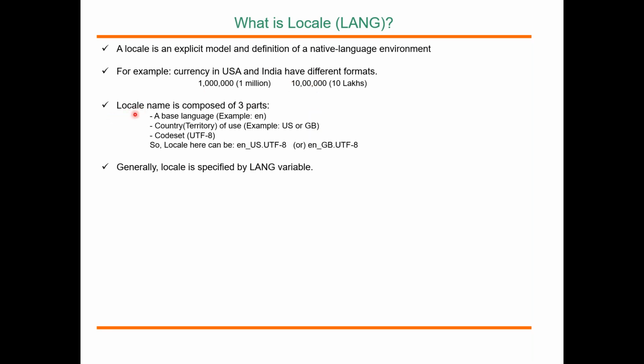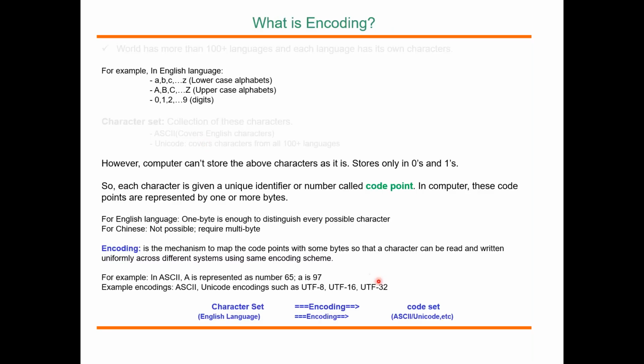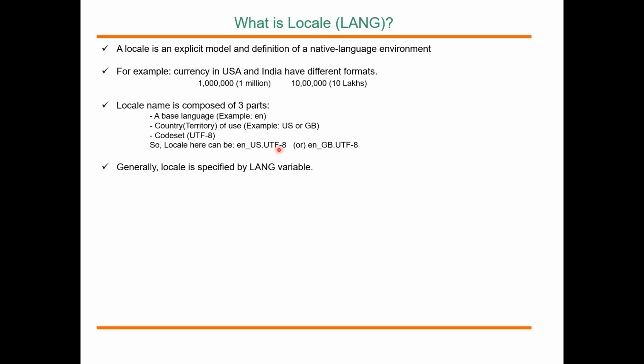Basically, a locale has three parts. The first part is a base language, for example, English, which is represented in two letters, EN. Then the country or territory that is using this base language. If you are in the US, it's US. If you are in Britain, it's Great Britain. Then the code set. UTF-8, UTF-16, UTF-32 are forms of Unicode representation. What is Unicode? Unicode is a code set using which you can represent any character out of these 100 plus languages. We can call it a de facto standard of code sets now. UTF-8 is one such Unicode format.